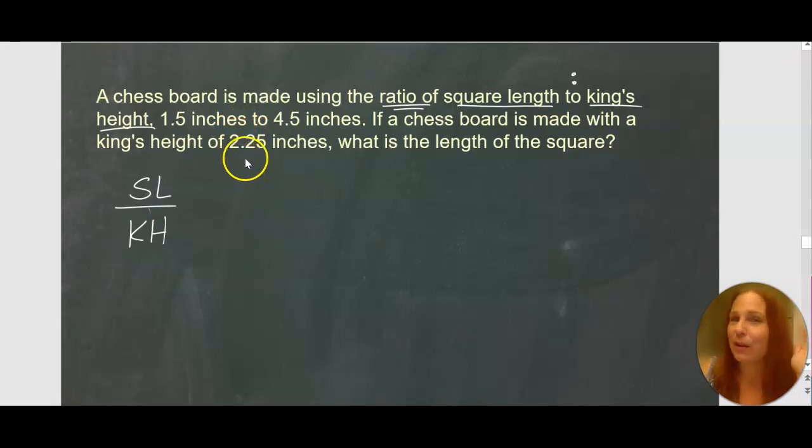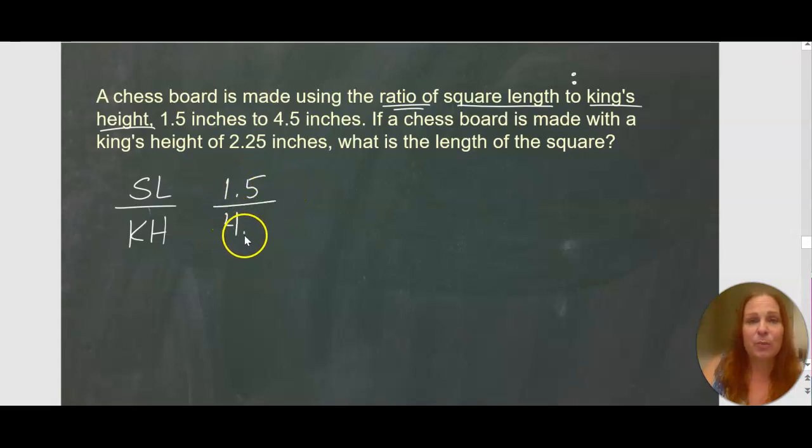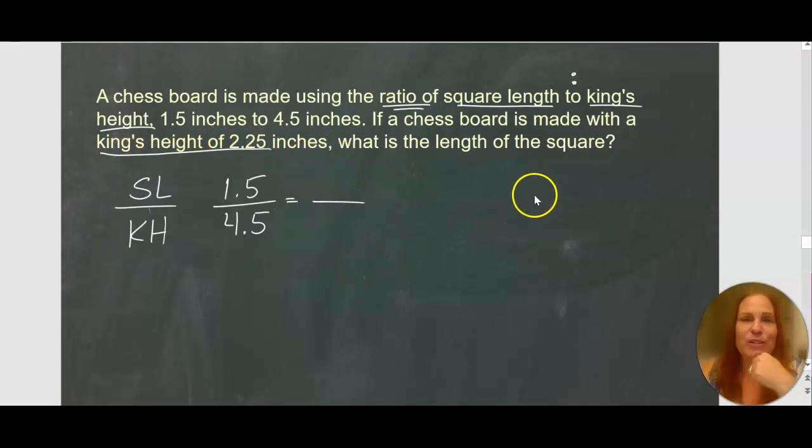Remember before I told you it doesn't matter how you set it up? In this problem it does, because they're telling you the ratio of this to this is this number to this number. So the order is important in this one. So we have 1.5 to 4.5. If a chessboard is made with a king's height of 2.25, all right, so think about where that 2.25 is going to go. It's the king's height. So is it going to go on the top or the bottom? Right? It's the king's height. So it's going to go on the bottom.